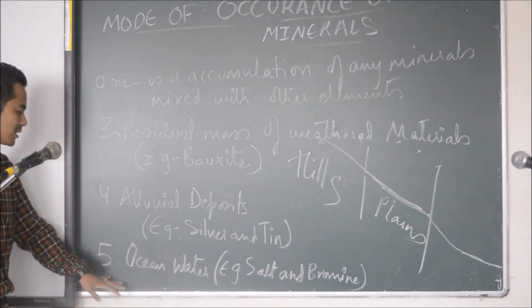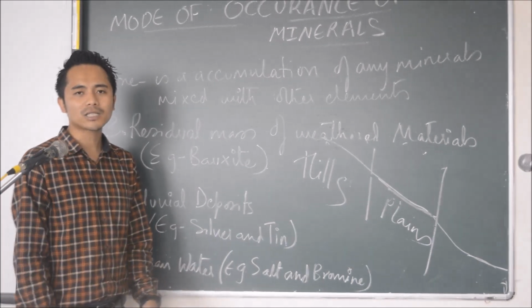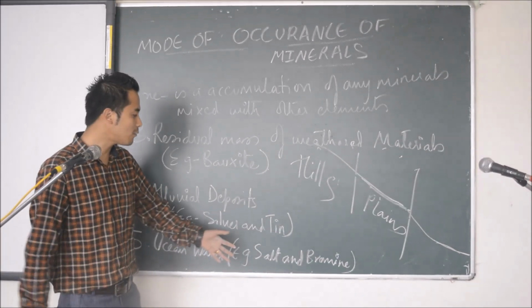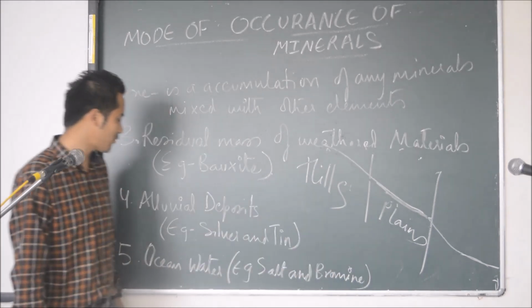And lastly, there is ocean water. We all know that in ocean water, minerals like salt are formed. Together with salt, bromine and manganese, these kinds of minerals are found in ocean water.